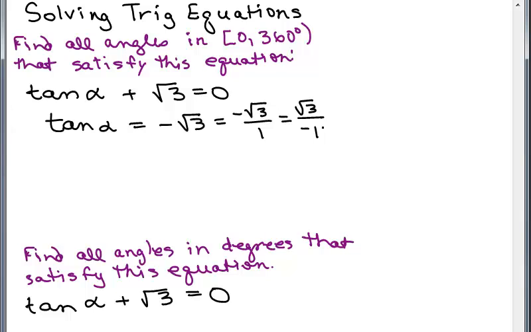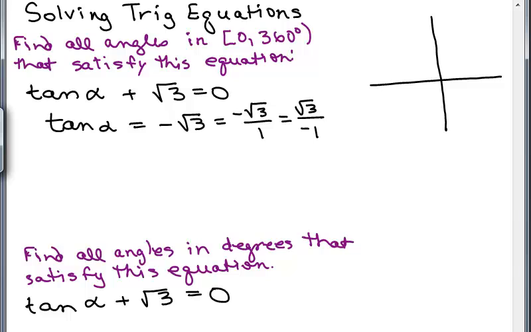Now, where is the tangent negative? It's positive in quadrant 1 and 3, and so it's negative in quadrant 2 and 4. So we're going to look for angles in quadrant 2 and 4.